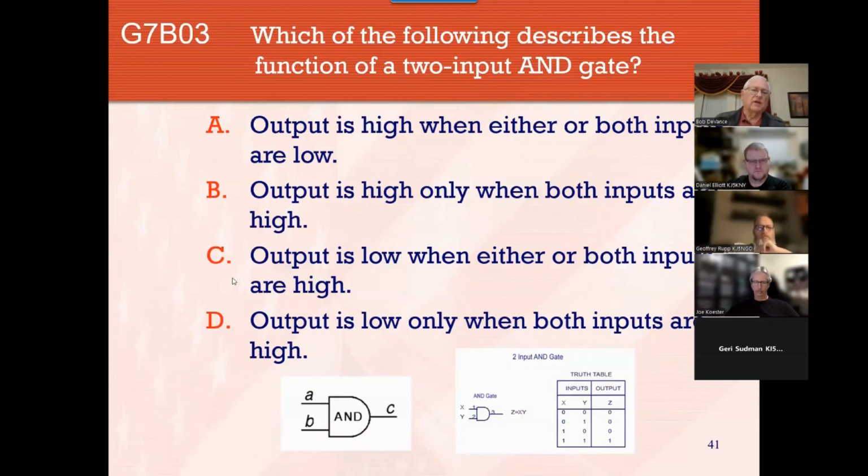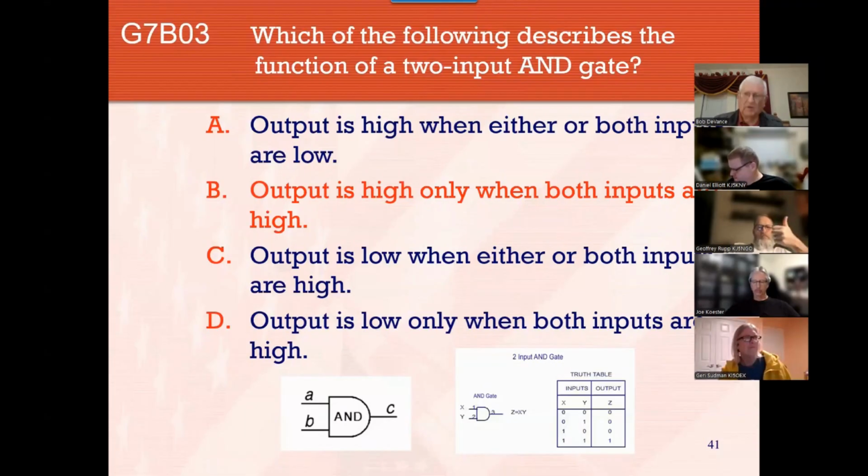If you get a chance to take the digital class that we do sometimes, we go into that quite a bit, and we actually play with some of those just a little bit. So which is going to describe it? Essentially, we're saying that we have to have 2 highs in to get a high out. Output is high only when both inputs are high. Would you buy that? So far, so good? Clear as muddy water on a windy day.